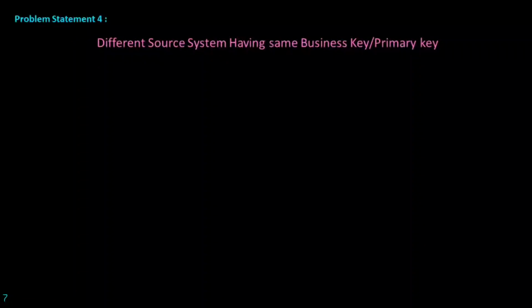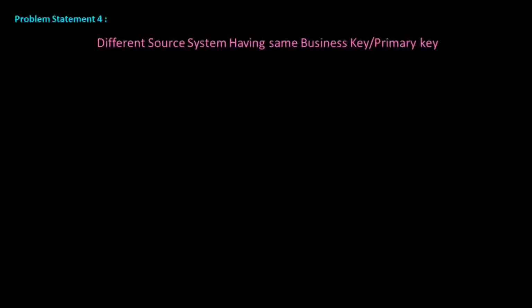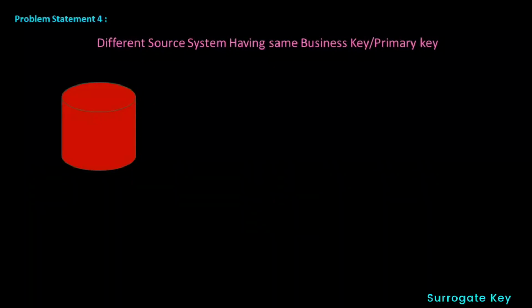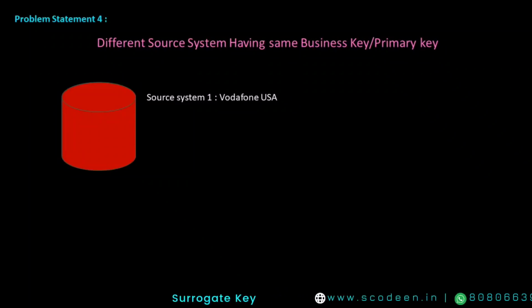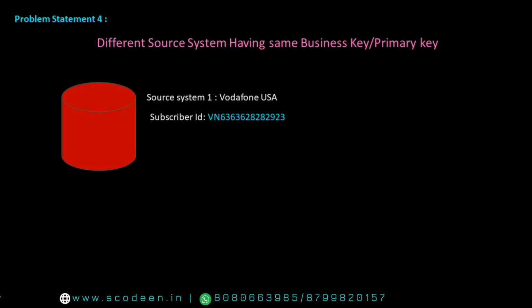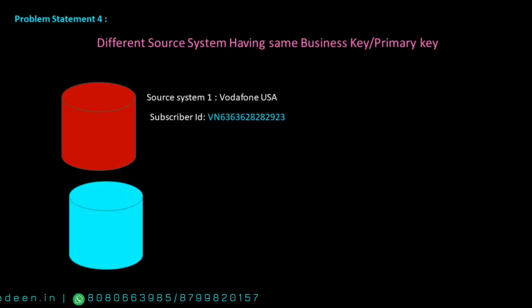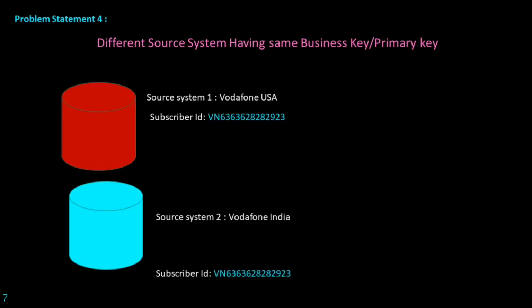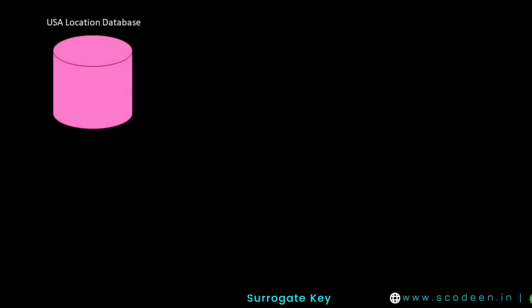Let's understand problem statement 4. Different source systems having the same business key or primary key. So let us assume there is source system 1, that is Vodafone US, and the subscriber ID is BN and 17-digit numeric. And in source system 2, that belongs to Vodafone India, its subscriber ID is the same. Now we'll understand how these problems will be solved by using the surrogate key.